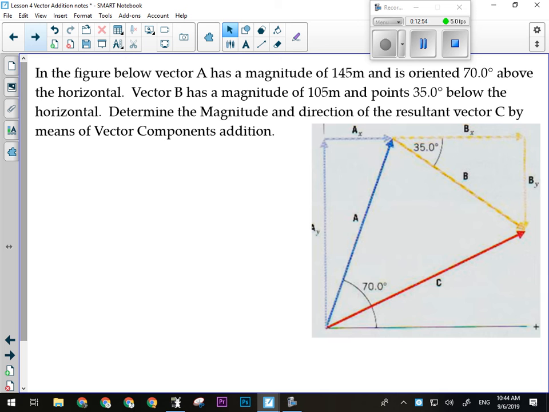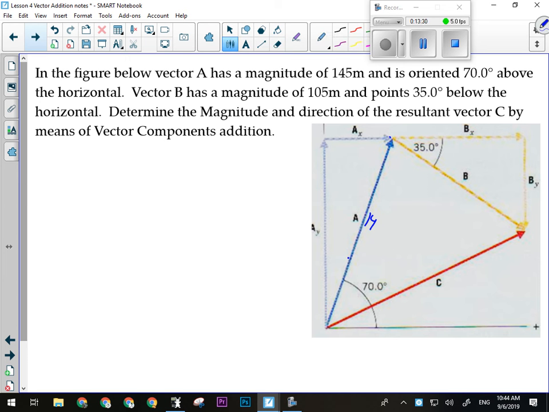So I've got vector A that has a magnitude of 145 meters. The blue line here is 145 meters long, and it's angled 70 degrees above the horizontal. Something I don't like about this diagram is that if I was using this angle, I would draw the triangle that way, so that the 70-degree angle was inside of the triangle I would be finding. But they didn't do it that way. They drew the triangle over here.